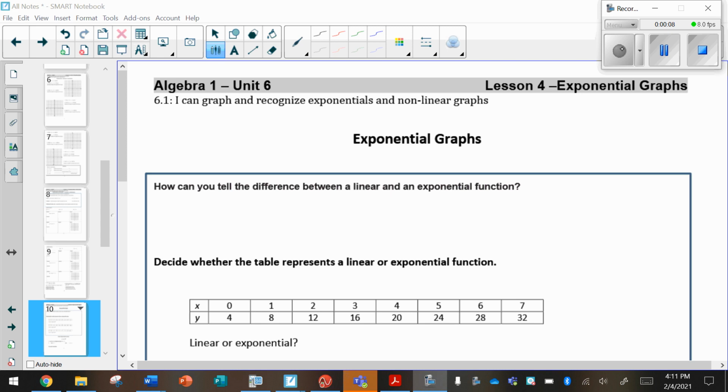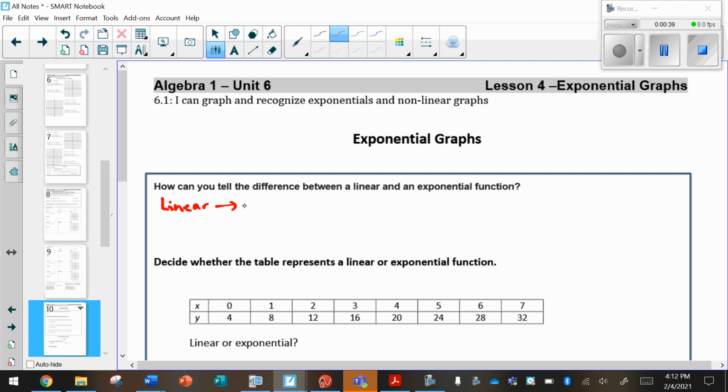Here, instead of doing all the different parent functions and families of functions, we are going to focus on our exponential family. There are some really great applications that we'll cover over the next few lessons dealing with exponential graphs. But what we're used to dealing with is linear equations, so let's discuss the difference between linear equations and exponential equations. A linear equation is an equation that has a constant rate of change.